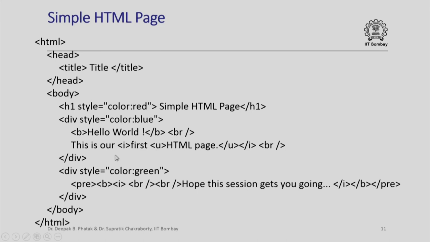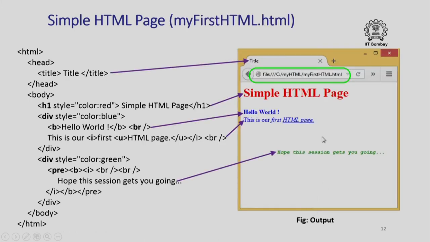Subsequently, I have some more text which I want to appear in green. So I say div style color colon green. And then with all these attributes, I say, hope this session gets you going. Based on our knowledge of the meaning of different tags, you can very easily interpret how all these nested tags will translate into a specific appearance, and presto, you get this page.